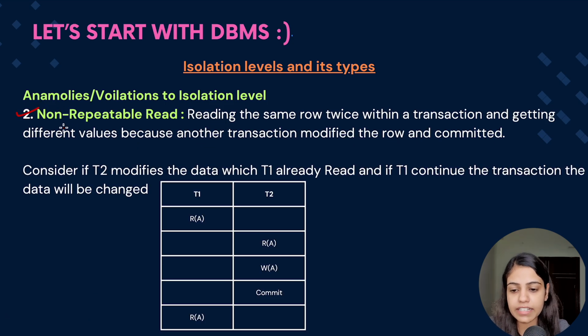Now let's learn about the next anomaly, that is non-repeatable read. It means reading the same row twice within the transaction and getting different values because another transaction modified the row and committed.